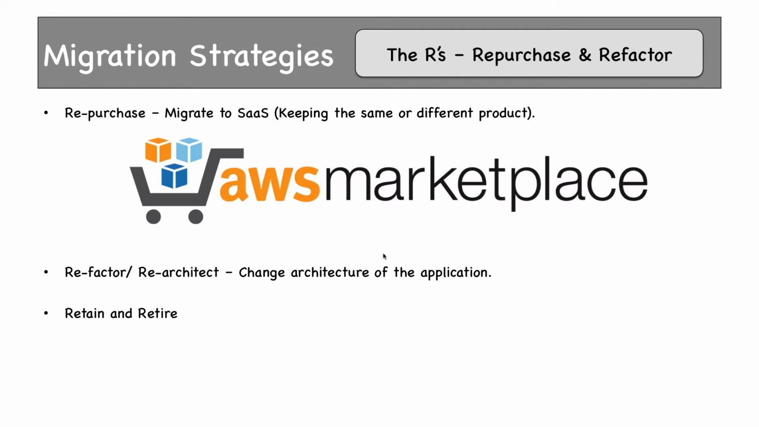These are the final two R's, retire and retain. Retire means the entire application or a part of it would be done away with or removed, as the need for us to have this application component is not there anymore. Retain is just the opposite, which means keeping the application on-premise. It will not be migrated to cloud at all.